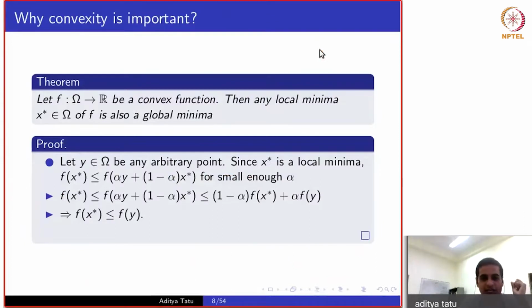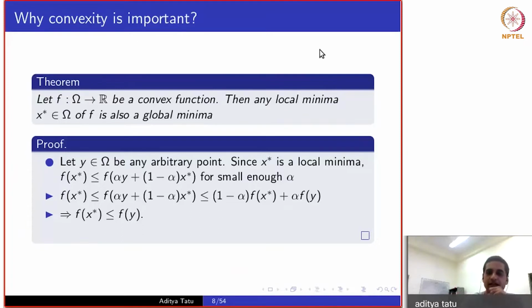I'm not going to look at the proof, it's very simple. It just uses the definition of convexity. Of course, I'm going to share the slides with you, so later on you can look at the proof if you want. But remember this important result, which is why you always try to look for convexity in optimization. This is the reason.